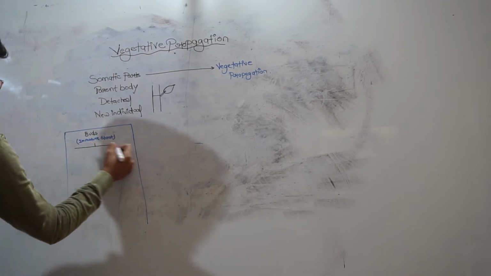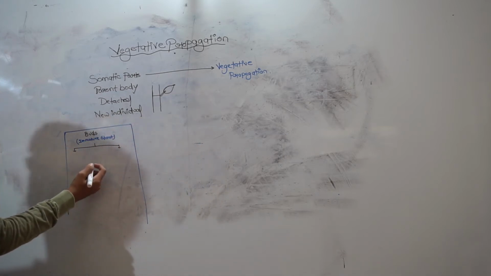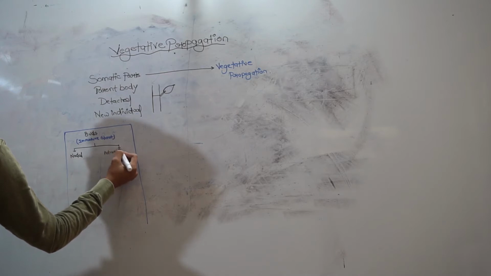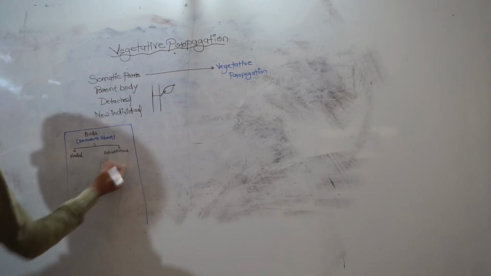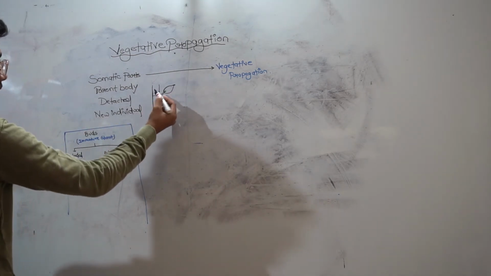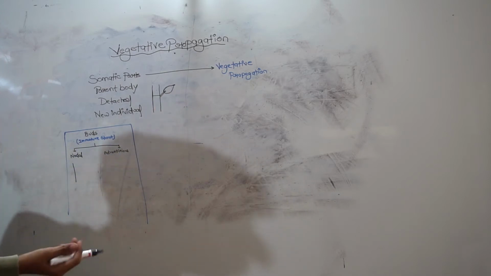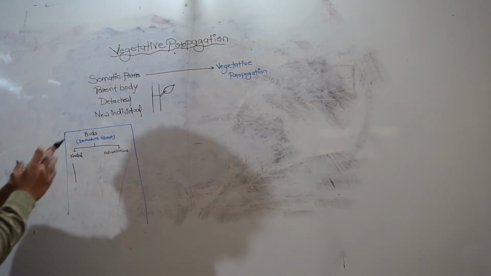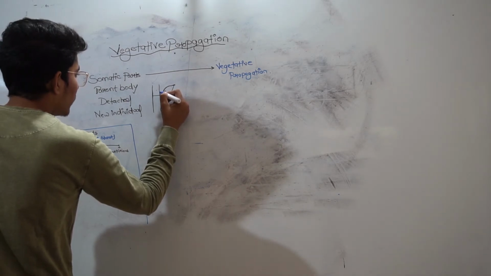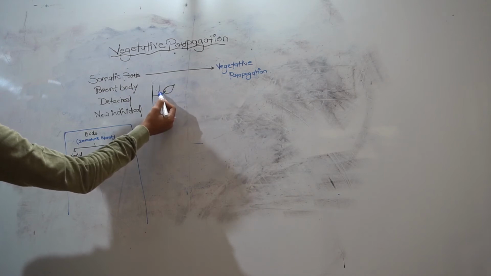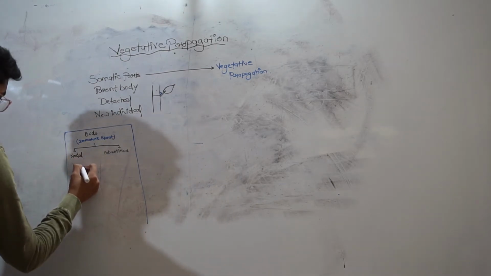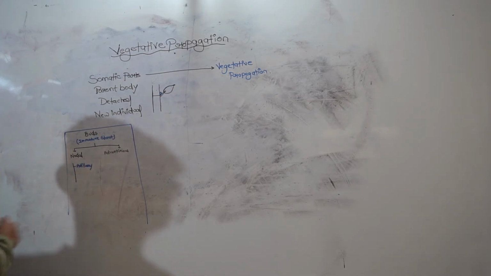These are of two different types: nodal as well as adventitious. Now the nodal, if we take an example of this, the part between the stem and the leaf is known as the axil. If the bud is present here between the leaf and the stem, then this type of bud is known as an axillary bud.